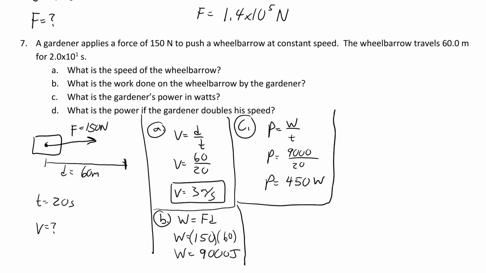D says, what is the power if the gardener doubles his speed? Now, you could go through, make this 6. You could do W equals FVT, or you could just plug in F times V and then plug in numbers, 6. Yeah, we could do it that way. All right, you get 900 watts. But this isn't the way I initially think of it. It says, what is the power if the gardener doubles his speed? And they want to know about the power.